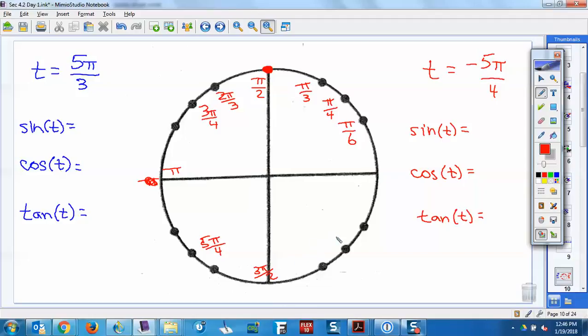What's next? 7 pi over 4, which would be that middle one. And then what's next? 8 pi over 4, which is 2 pi. And of course, we started that at 0. See what I did there?